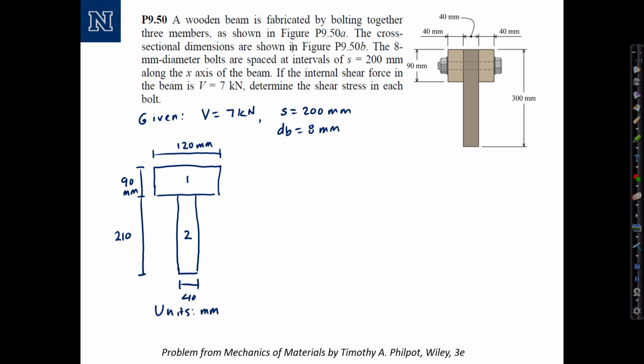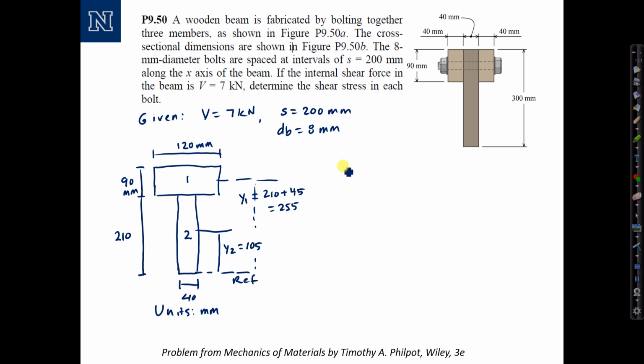We'll need to know the centroidal locations from a reference axis of each of these sections. I'll make the reference on the bottom. The centroid up for 2, which I'll call Y2, is equal to half of 210, or 105. The centroid up to 1, which we can call Y1, is equal to 210 plus half of 90, or 45, which is 255.